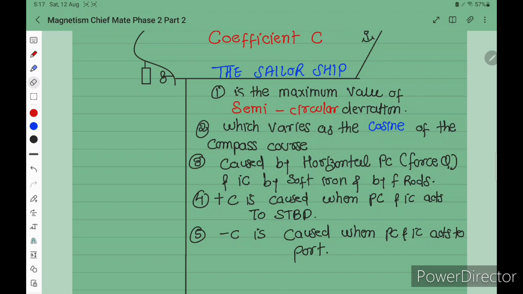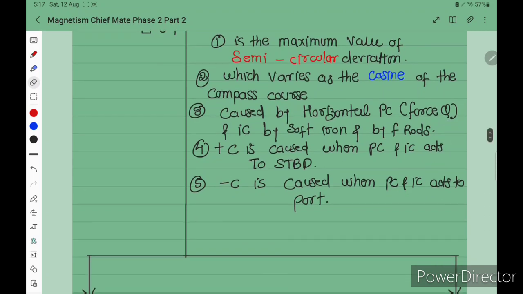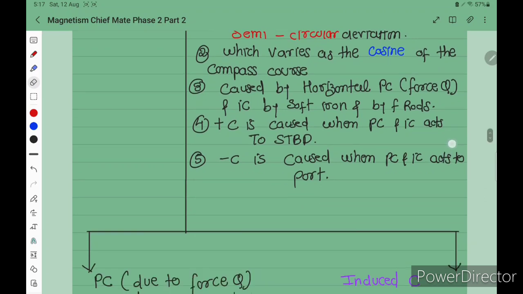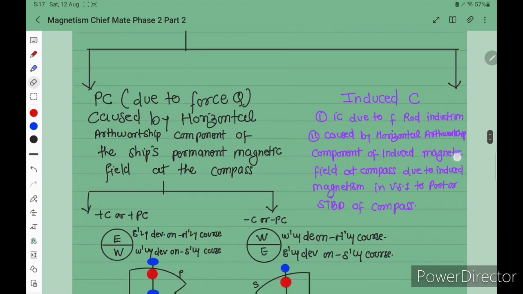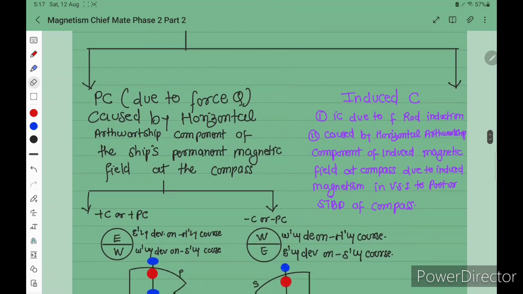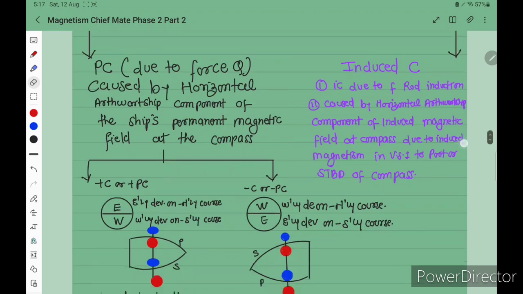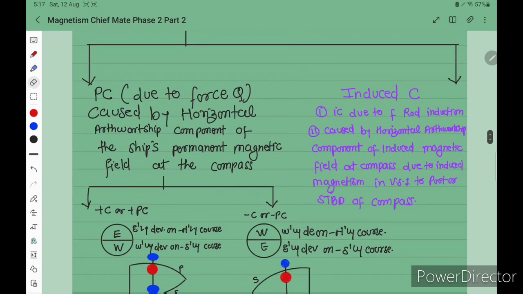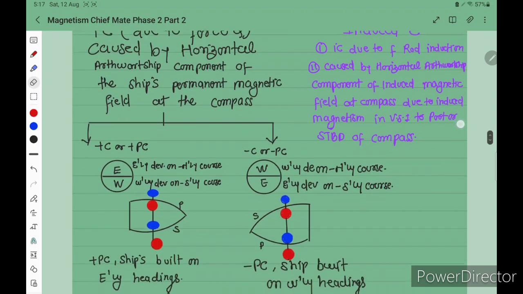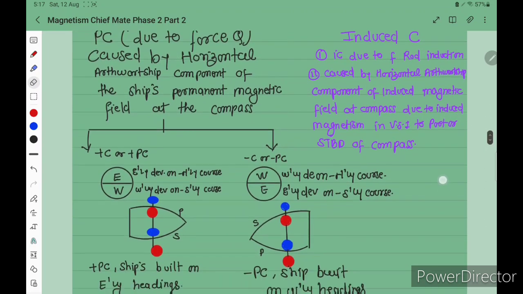It is caused by horizontal PC force Q, which is in the athwartship direction, and IC by soft iron and by Flinders bar rods. Plus C is caused when PC and IC act to starboard. Minus C is caused when PC and IC act to port. So let's discuss plus PC and minus PC. PC is due to force Q caused by the horizontal athwartship component of the ship's permanent magnetic field at the compass. Induced we discuss later. So first we discuss the PC.